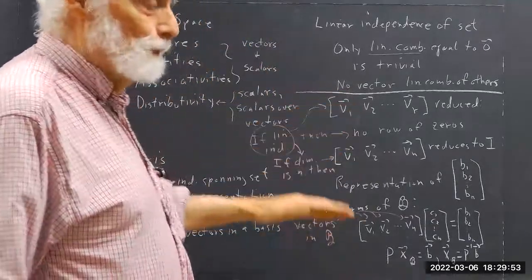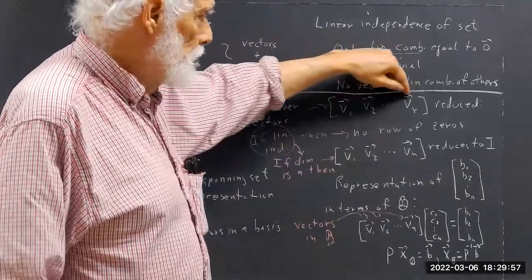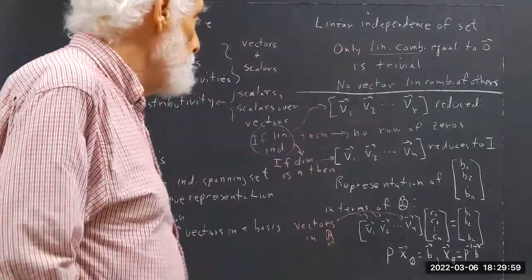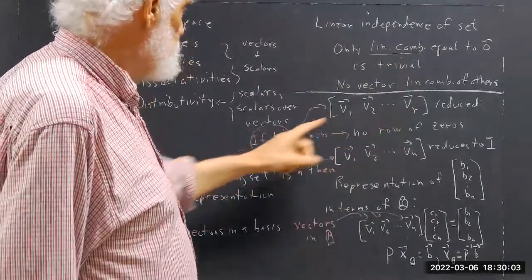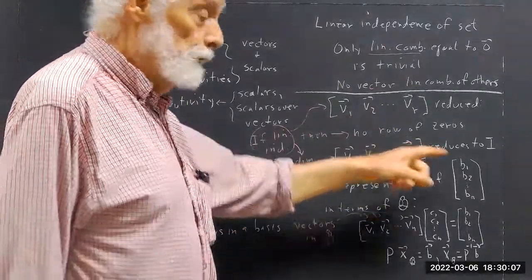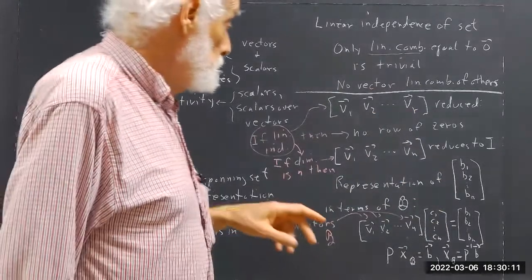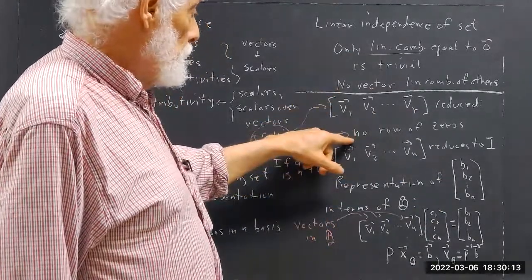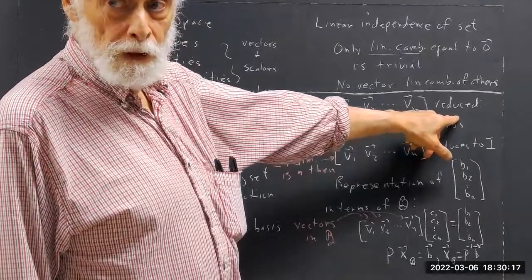Number of rows is a dimension of the space. And the number of columns is the number of vectors that you have in the space. Okay, well, if we were to reduce this, and if this is a linearly independent set, then you don't get a row of zeros. Think about why that's so. And by reduced, implicitly, I mean Gauss-Jordan reduction.